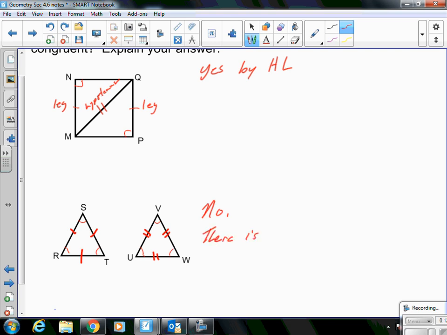Say there is no proof of congruence between corresponding sides.